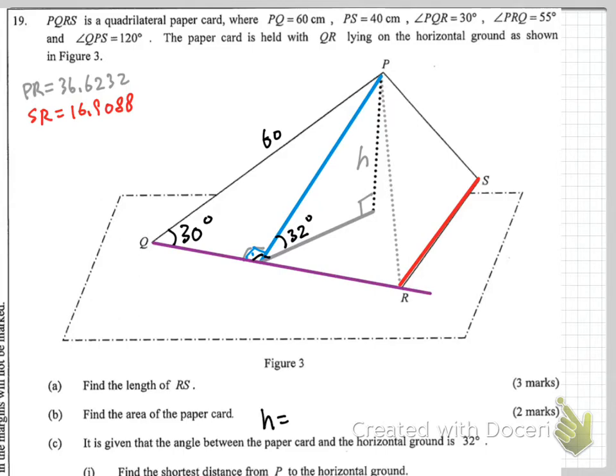So simply, H will be the blue line times sine 32 degrees. Let's call the blue line A, so H will be A times sine 32 degrees. That is how we get H. But how do you get the blue line? For the blue line, you can look at the PQR triangle, I suppose. You can look at the PQR triangle.